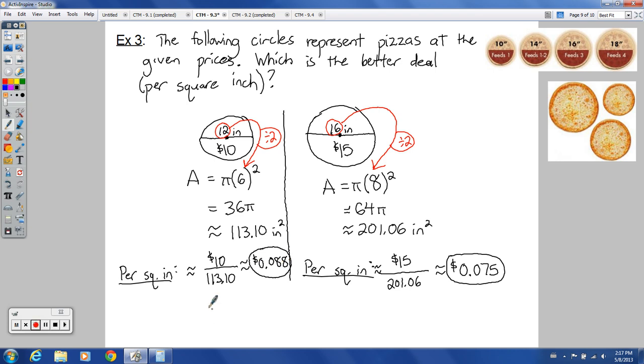So if you are looking for the best bang for your buck, this is the best bang for your buck. However, if you're somebody that's going to eat half the pizza and just throw the rest away, this is going to be the better deal for you. If you're that kind of person, if you're just going to throw stuff away, don't do that.